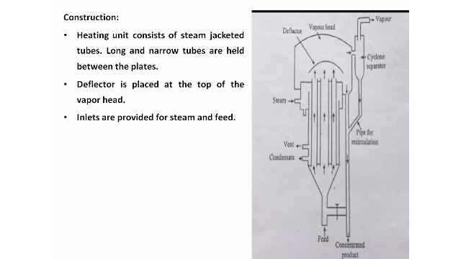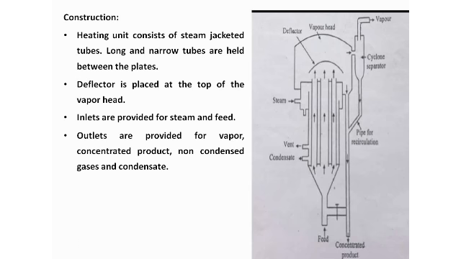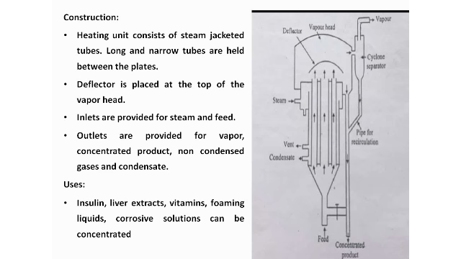Then we have the inlets provided for the steam and the feed. This is the inlet for the feed. This is the inlet for the steam, right? The outlets are provided for the vapor, the concentrated product, the non-condensed gases and condensate. So these are the outlets: condensate, concentrated product, vapor, all are there. As for uses, this type of equipment is used in insulin production, liver extract production, vitamins production, and foaming liquid concentration. Corrosive solutions can be concentrated using this equipment.